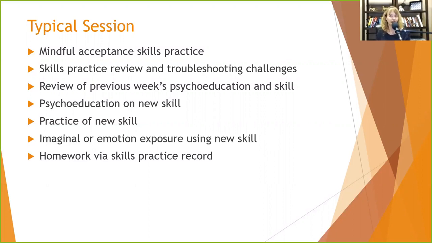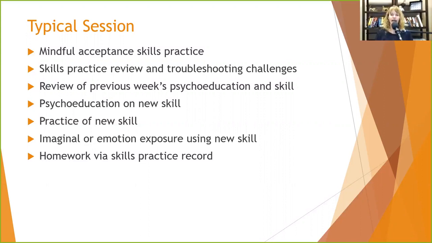Why was it ineffective? Then they review the previous week's psychoeducation and skill, provide psychoeducation on a new skill, practice that skill, then using imaginal or emotional exposure with the new skill. So thinking about a trigger, help the person get in a state of increased excitement or anxiety. We don't want them to be off the charts. That wouldn't be helpful, but increased so they can learn how to de-escalate themselves. If you think about systematic desensitization, which has been around for years and years and years, this is similar to what we're talking about here.